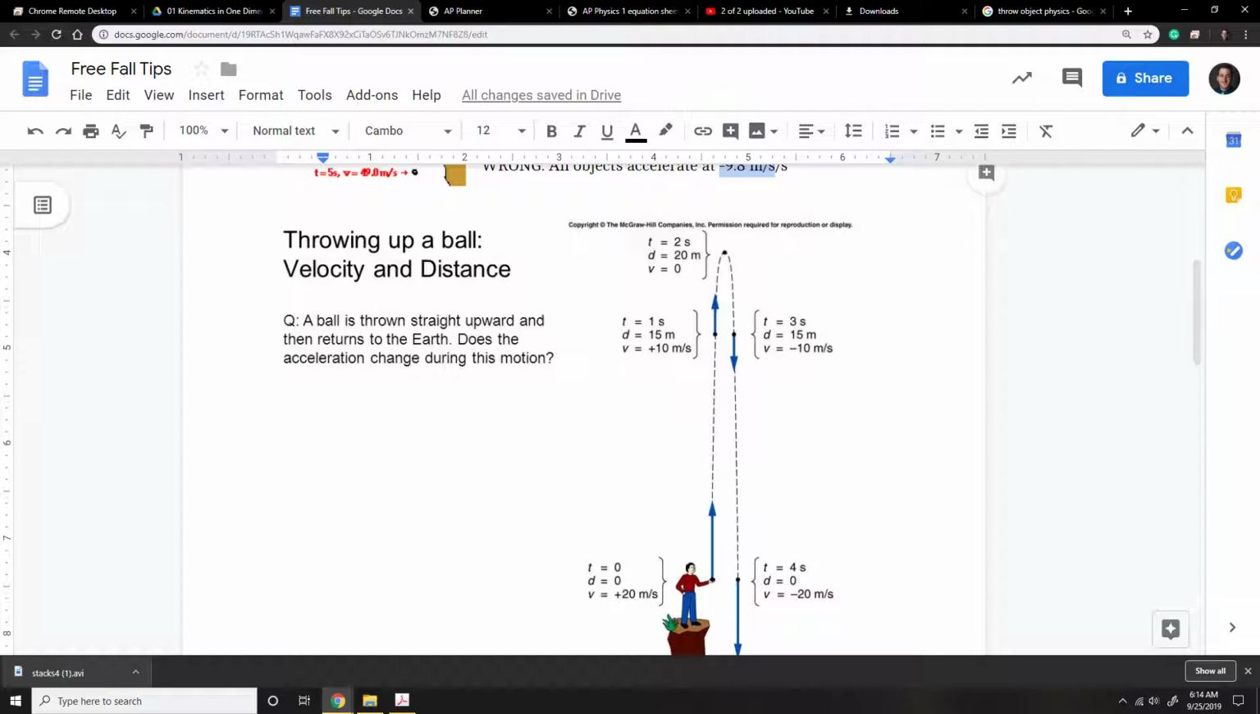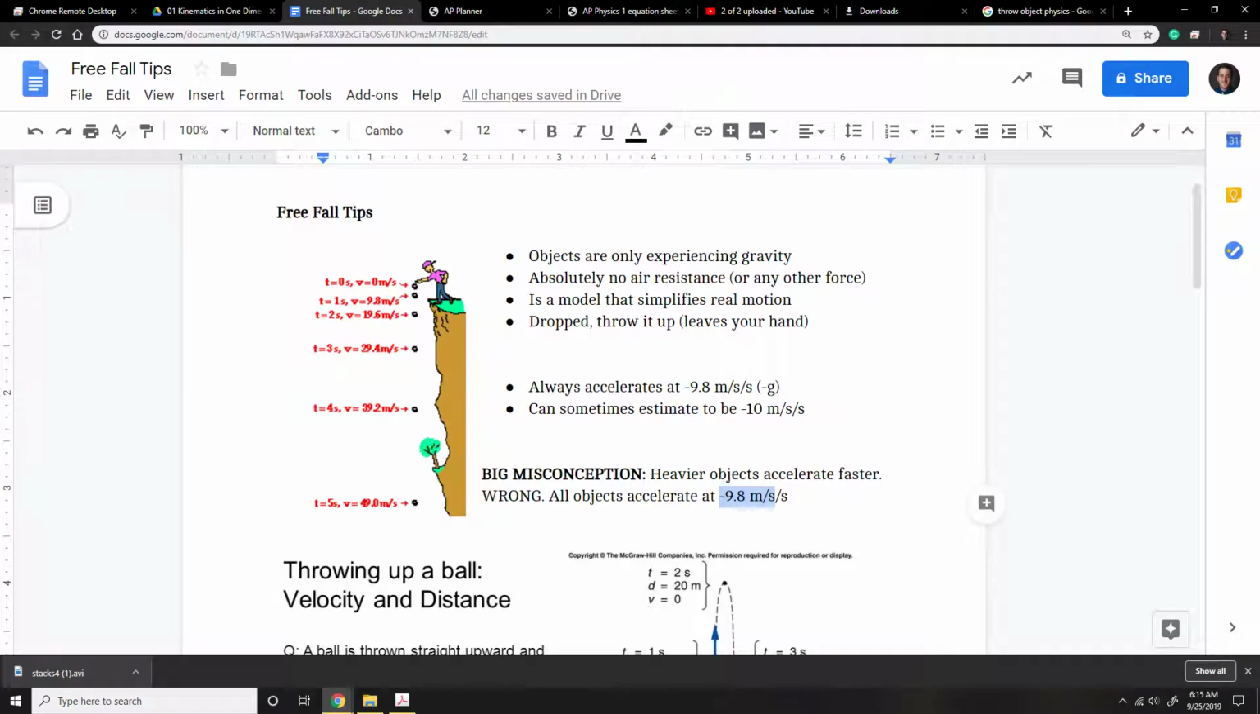So here at this moment, it's negative 9.8. Here at this moment, it's negative 9.8. At this moment, even when it's at rest for that brief moment, it's accelerating at negative 9.8. The entire time it's in free fall, it's always accelerating at negative 9.8.